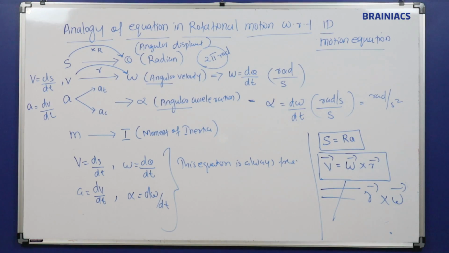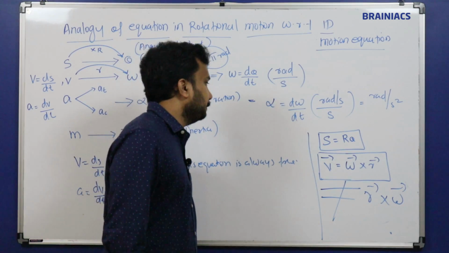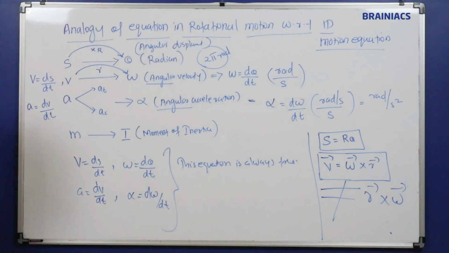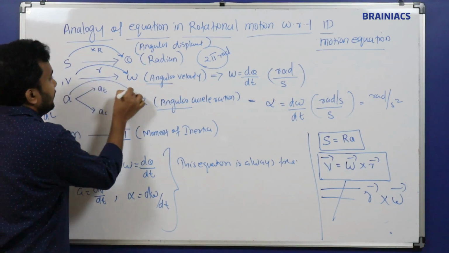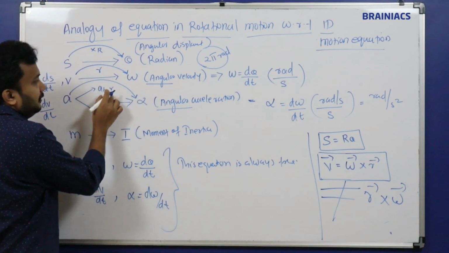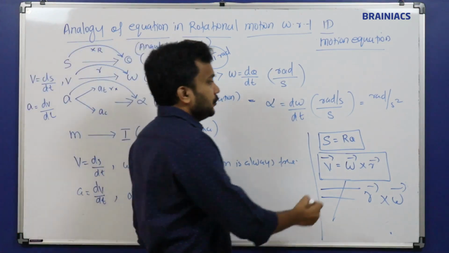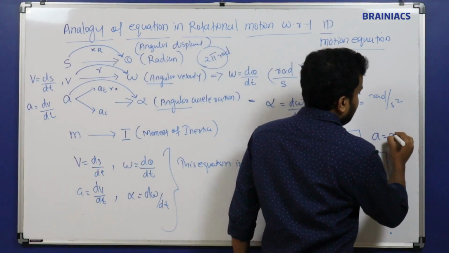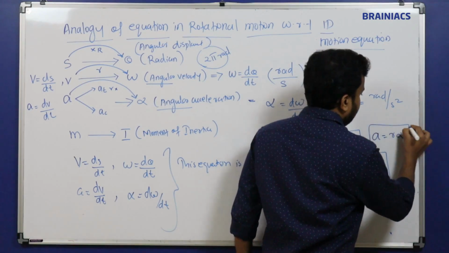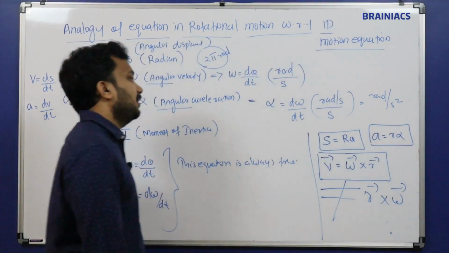Then we will go in depth and do some numericals based on this. This is very important. Similarly, one more point we can write: acceleration is connected with alpha and r. Every linear quantity is multiplied with r. So you can also write acceleration is equal to r alpha.